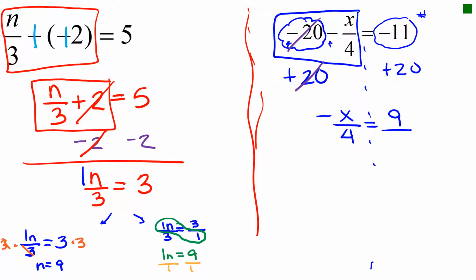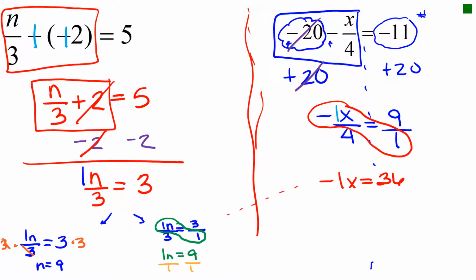I'm going to turn that into a proportion because I personally like that. And I'm going to put a 1 between the negative and the x. I'm going to cross multiply. Negative 1x times 1 is negative 1x. 9 times 4 is 36.